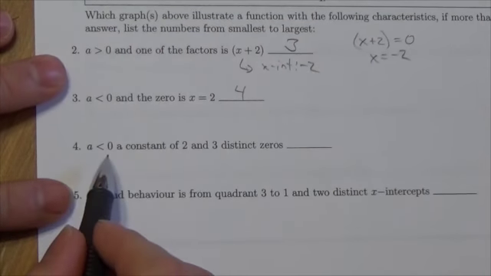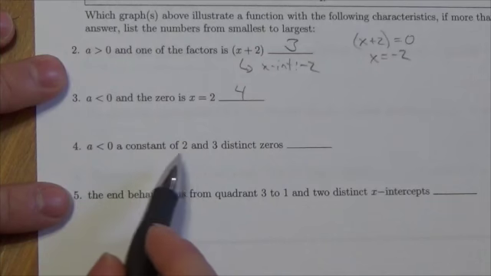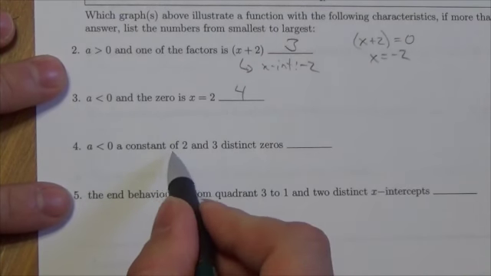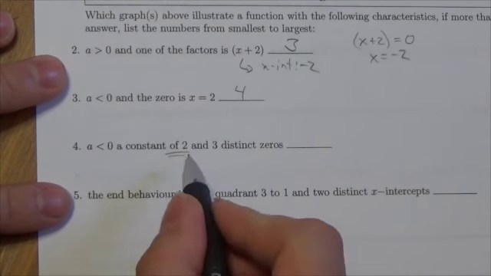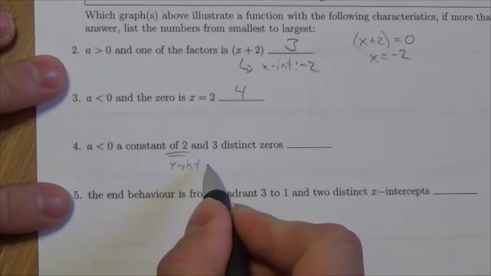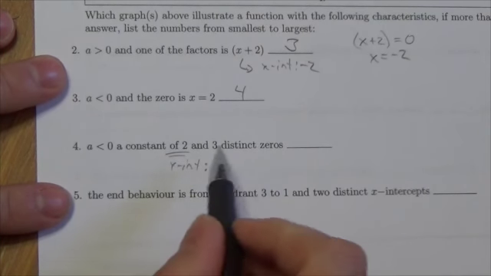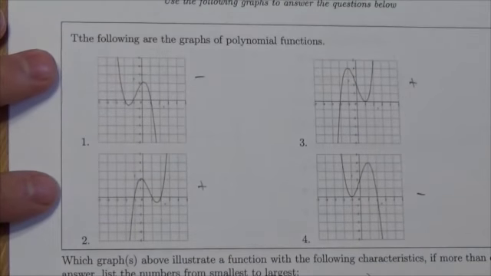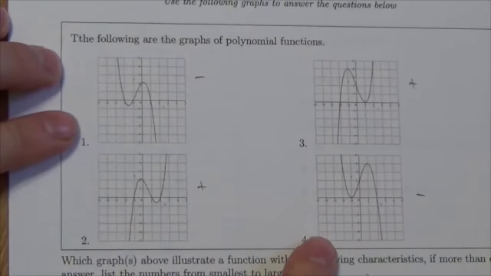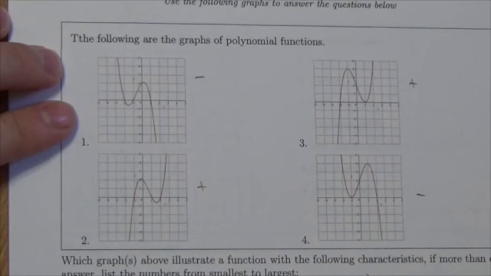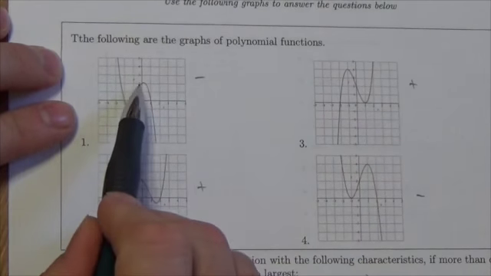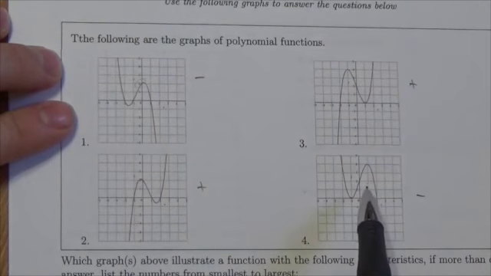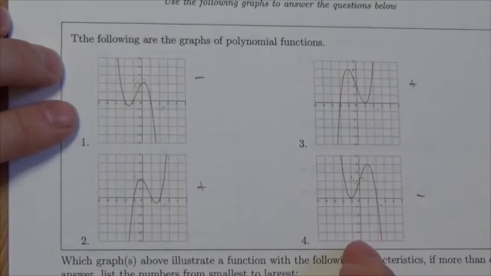Next one says a is less than 0, so again it's going down, has a constant of 2. Now they're talking about in the expansion, so this means it's got a y-intercept of 2. And then 3 distinct zeros. So first of all, a is less than 0, so it's going down. So it's got to be one of these two right here. It has a constant of 2, meaning the y-intercept is 2. So that's got a y-intercept of 2. So does this one. So it still could be either one of these.